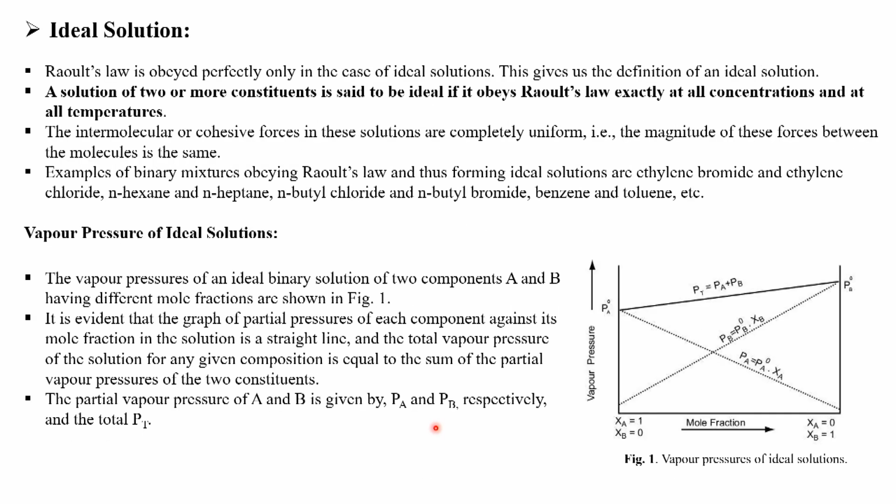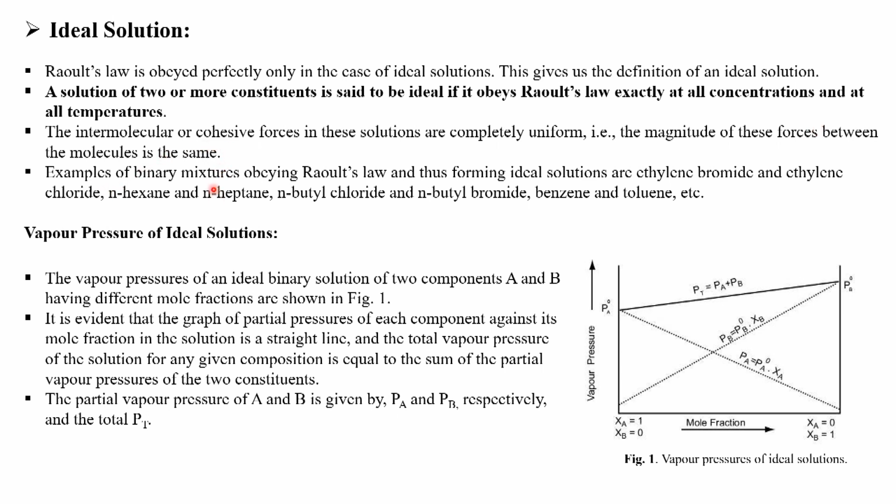So what is an ideal solution? Raoult's law is obeyed perfectly only in the case of ideal solutions. This gives the definition of an ideal solution. A solution of two or more constituents is said to be ideal if it obeys Raoult's law exactly at all concentrations and at all temperatures. At all concentrations means that whatever different proportions of A and B you consider, it should follow Raoult's law. The intermolecular or cohesive forces in these solutions are completely uniform, that is, the magnitude of these forces between the molecules is the same.